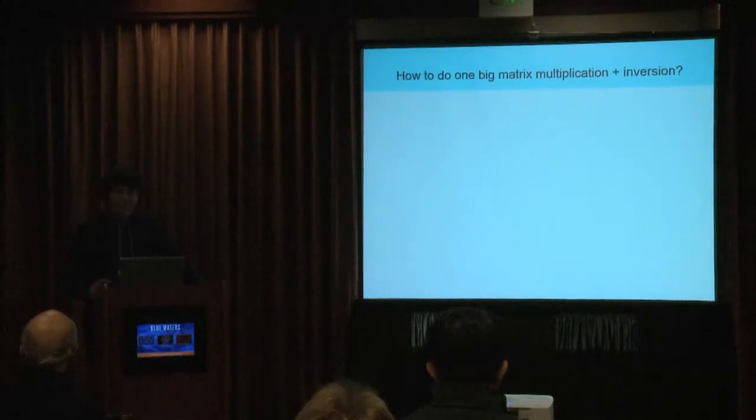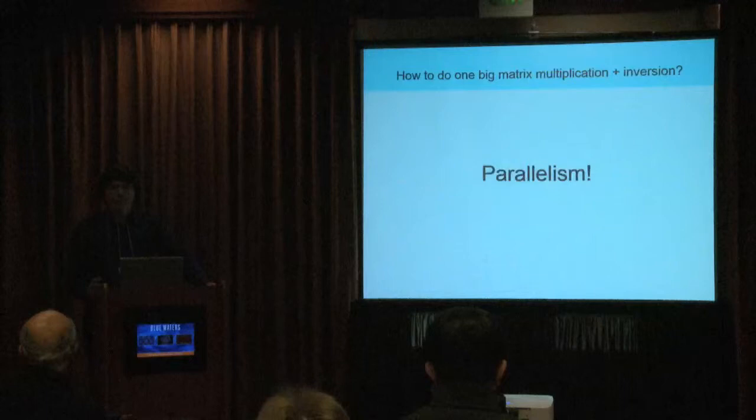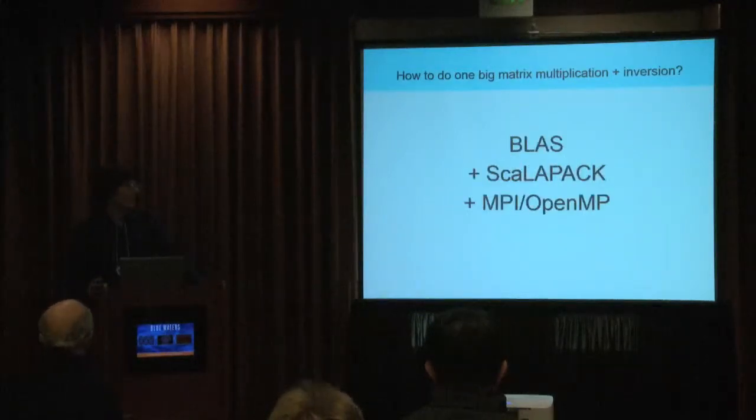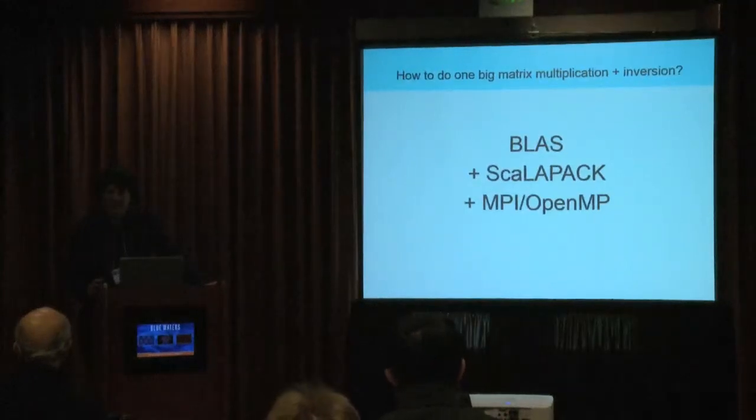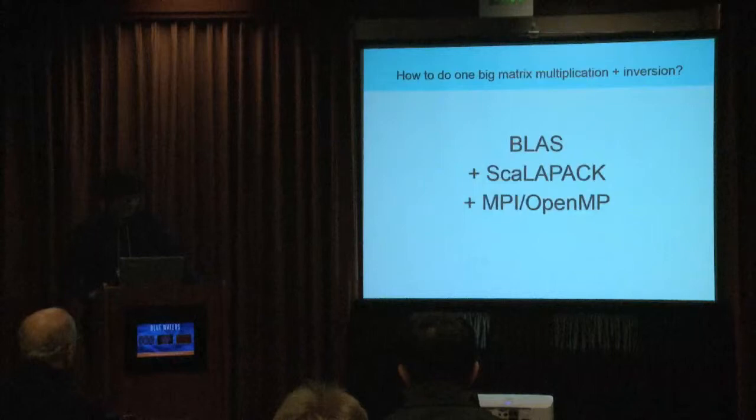But how do we do one big matrix multiplication? It's just enormous. The glib answer is parallelism, but the more complete answer is BLAS plus ScaLAPACK plus OpenMP. So I'm going to try to unpack this. It's a little bit much, but hopefully I can do a decent job.